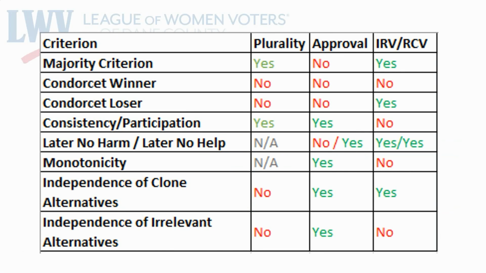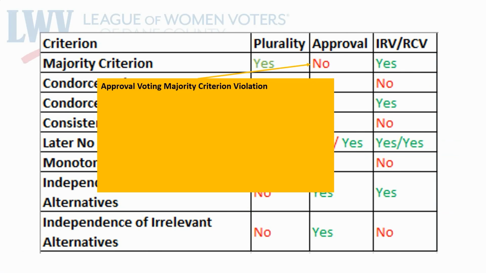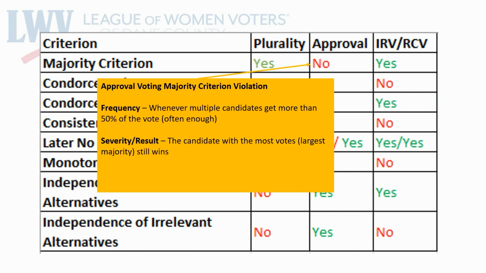We know that in plurality, if any candidate does achieve over 50% of the vote, then that candidate is the winner of the election. The same is true of ranked choice voting. But in approval voting, this is not true 100% of the time. So approval voting is listed as failing this criterion. Now we need to think about how frequently this criterion is violated in approval voting. What is the severity of the violation, and can the violation be taken advantage of strategically?